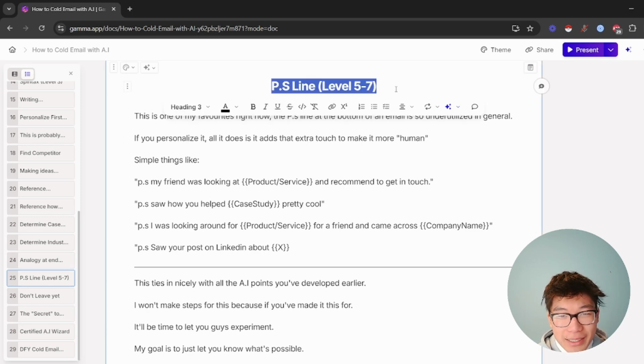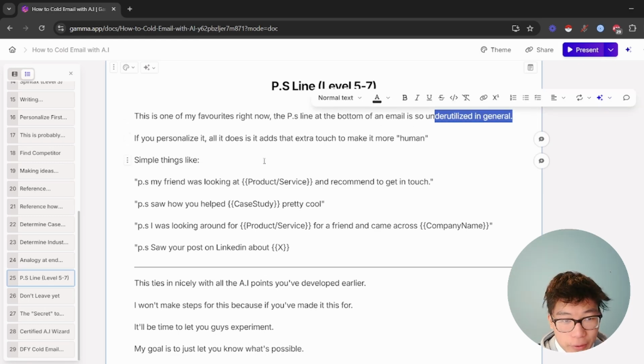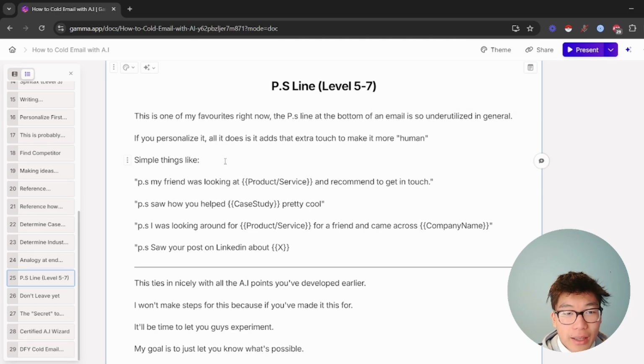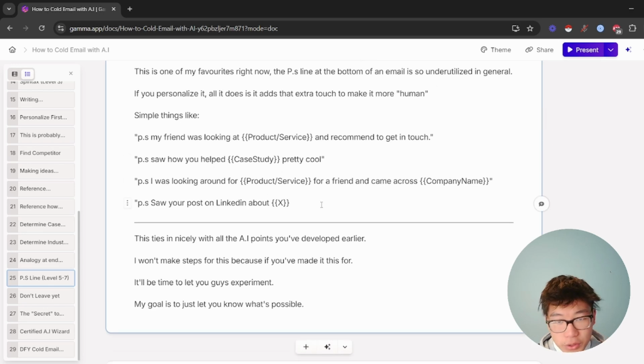So this is the PS line. This is levels 5 to 7. I'm going to be honest, this is one of my favorites right now. I've been tweaking around with this, and it cooks, right? It's so good. The PS line at the bottom of the email is so underutilized in general. If you personalize it, all it does is add that extra touch to make it more human. Simple things like, PS, my friend was looking at product or service and recommended it again. PS, saw how you helped case study, pretty cool. PS, I was looking around for product service for a friend and came across.